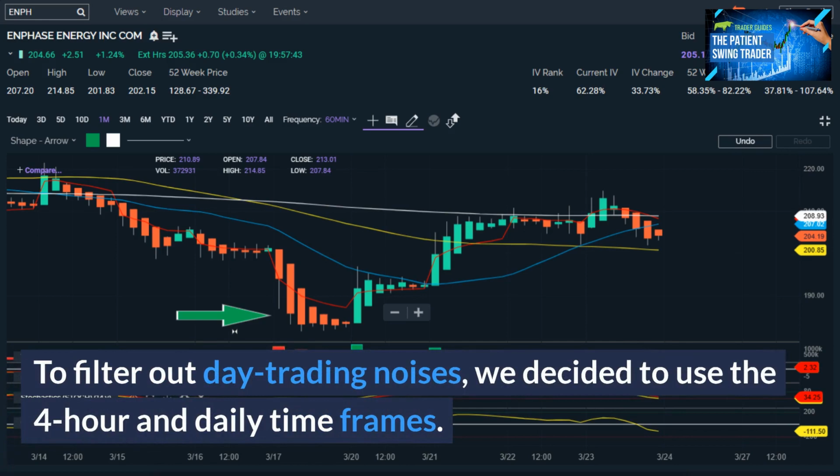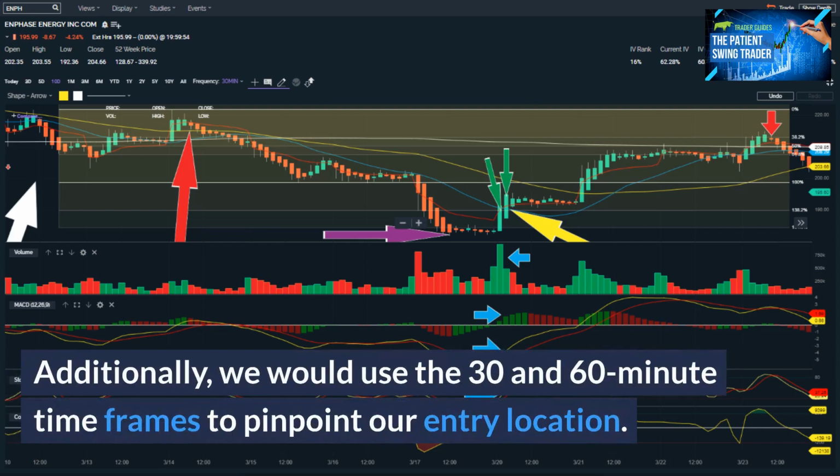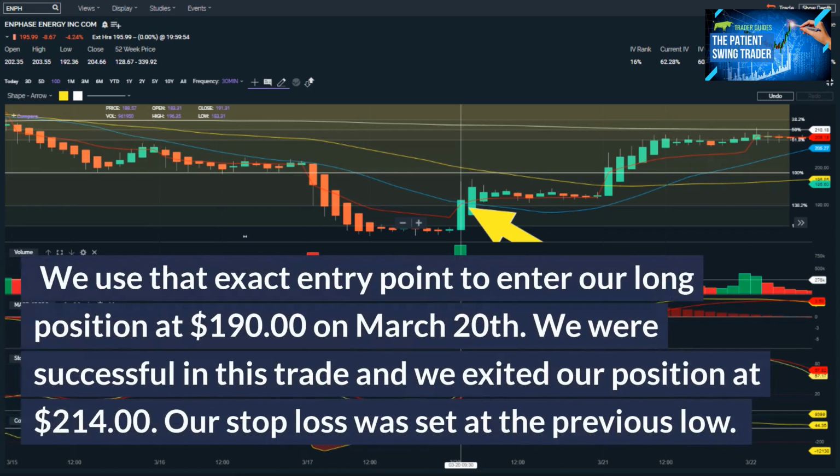To filter out day trading noises, we decided to use the 4-hour and daily time frames. Additionally, we would use the 30 and 60-minute time frames to pinpoint our entry location. We used that exact entry point to enter our long position at $190 on March 20th. We were successful in this trade and we exited our position at $214. Our stop loss was set at the previous low.